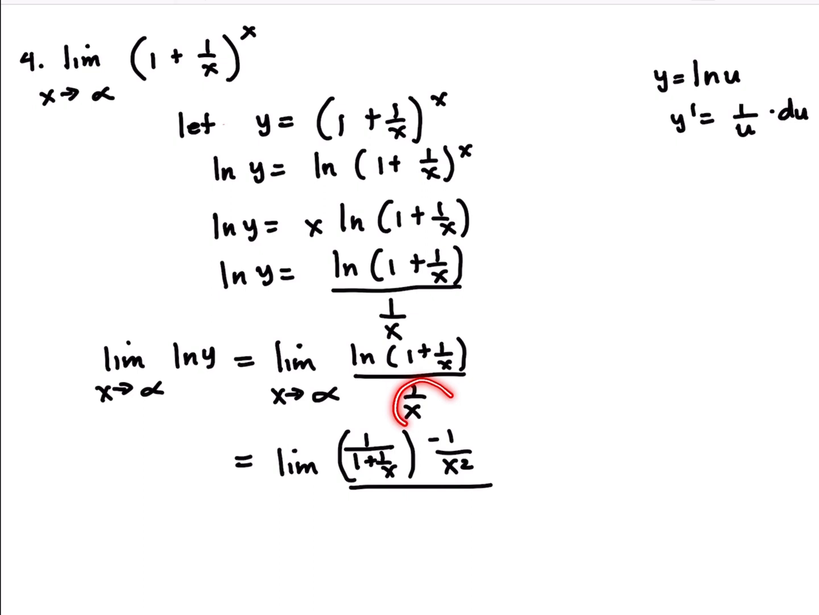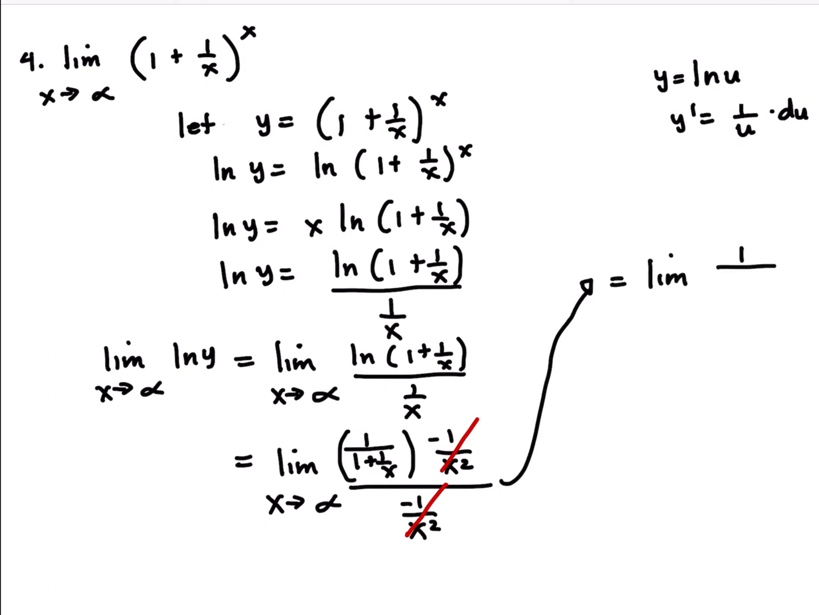We now differentiate the denominator. X raised to negative 1, just the same, gives a derivative of negative 1 over x squared as x approaches infinity. Take note that this is common to both, so we can get rid of it right away. And therefore, this is reduced to the limit of 1 over 1 plus 1 over x as x approaches infinity.